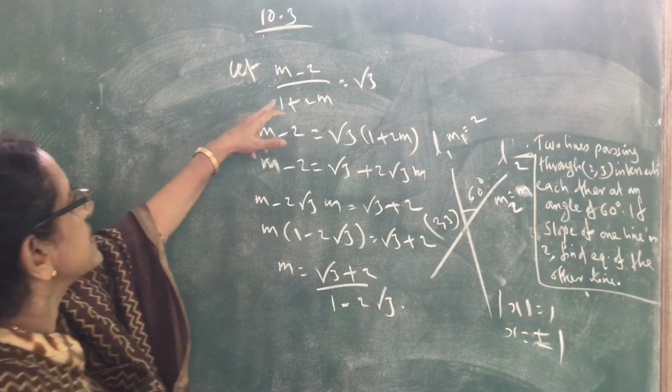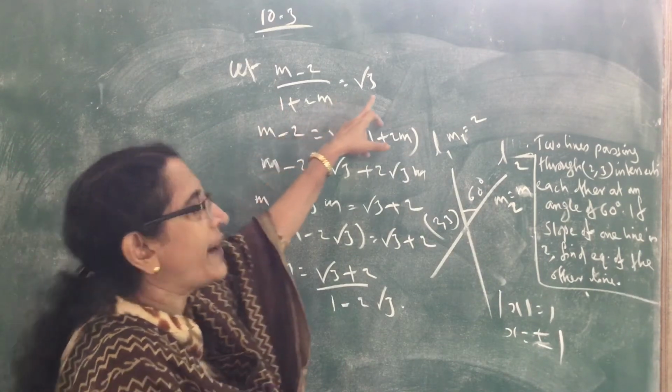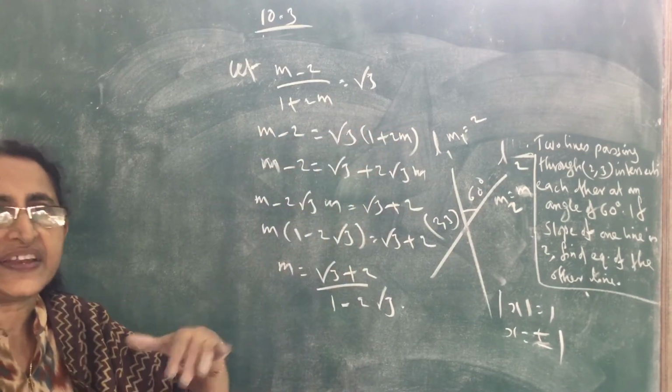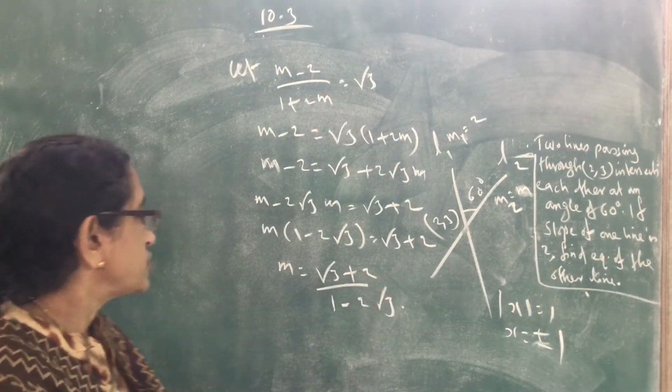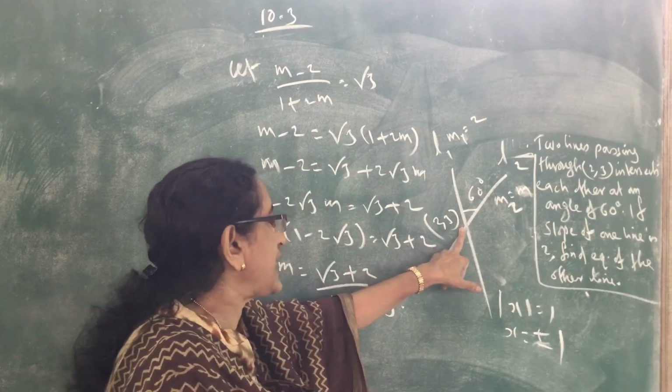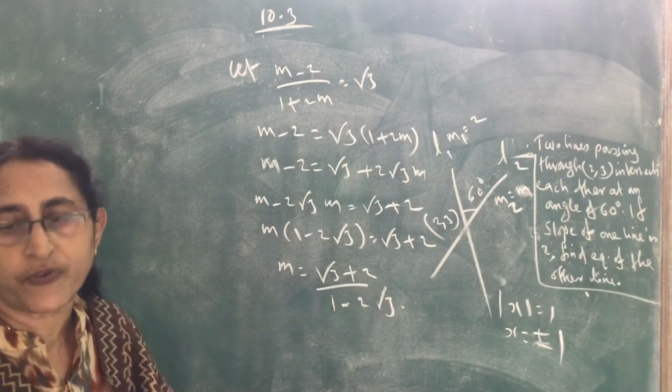Similarly, you have to consider (m minus 2) by (1 plus 2m) equal to minus root 3 and find the m, and in each case find the equation of the line. Now we want to find the equation of the line. So we know one point, (2, 3), and we know the slope. Point slope form we can use.